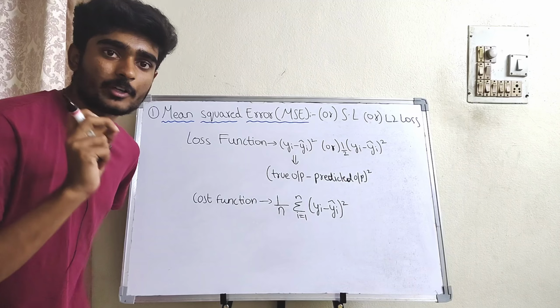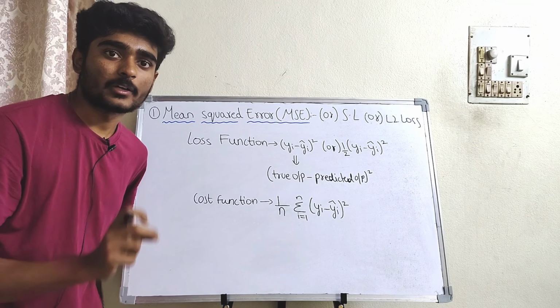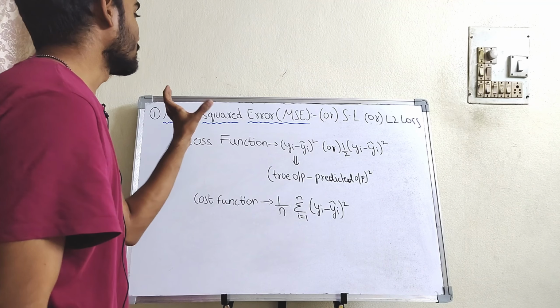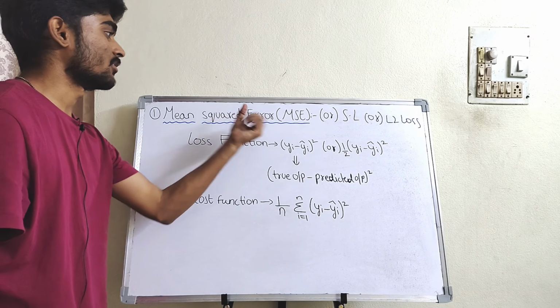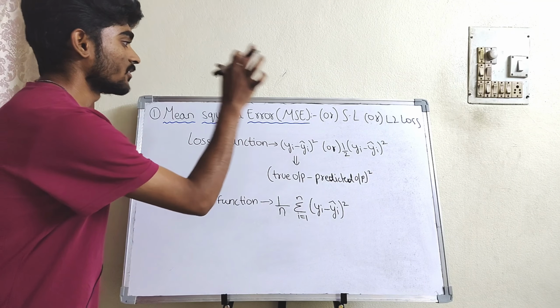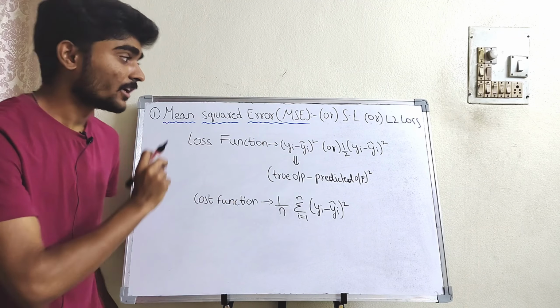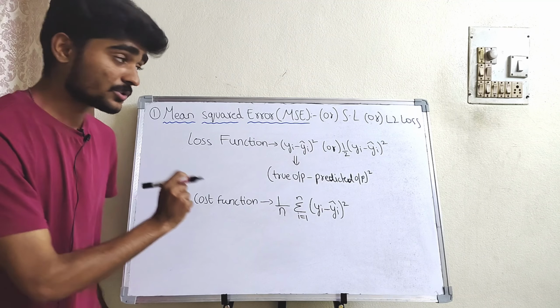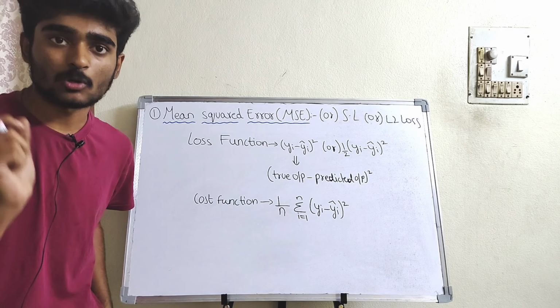In our previous section of the video, we have seen the different loss functions. As I said already, I'll be discussing five loss functions, and one of them is the mean squared error loss function, that is MSE loss, also known as squared loss or L2 loss. It is mainly used in the case of linear regression problem statements.